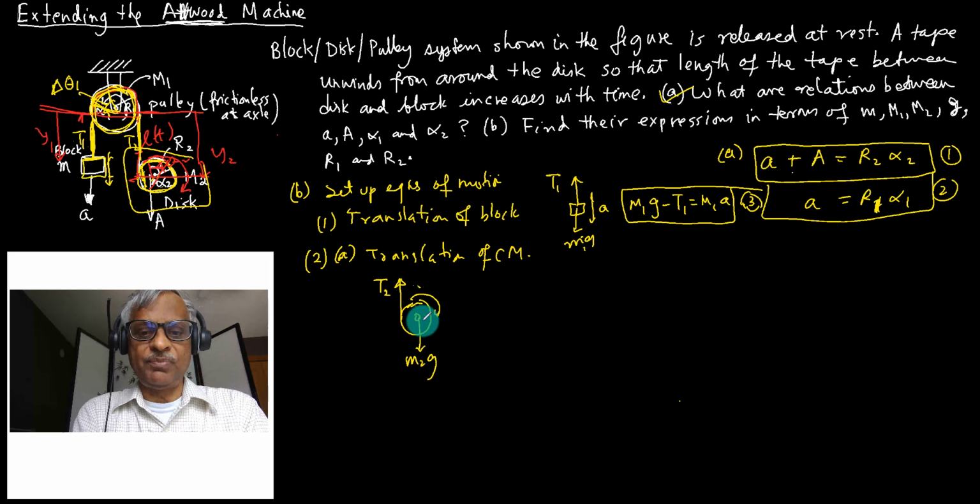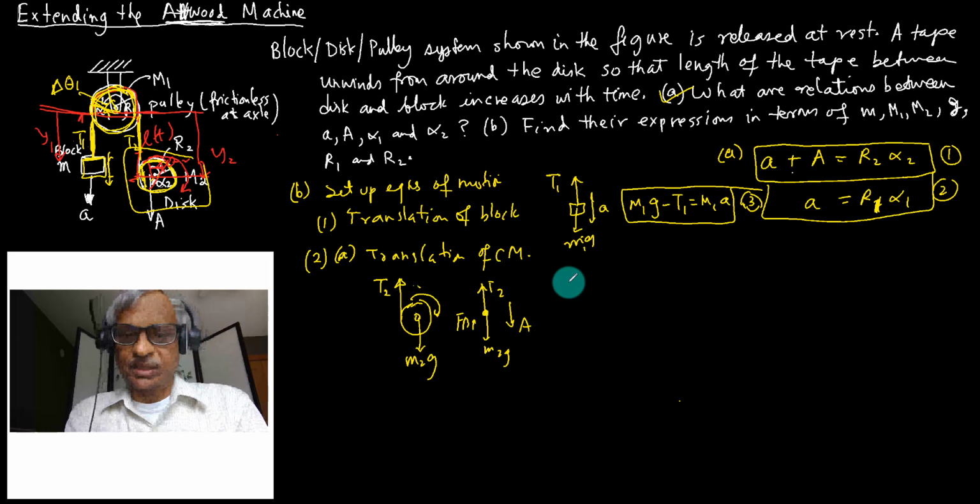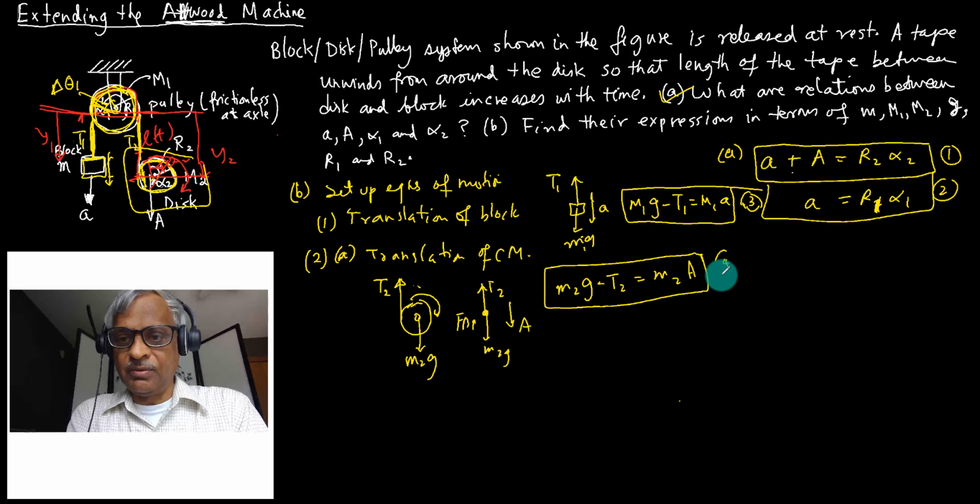So the center of mass is basically a free body diagram. The free body diagram will be simply T2 and M2G, and as a result it has an acceleration capital A, taking A as positive downward. So this gives me M2G minus T2 equals M2 capital A. This is equation 4.